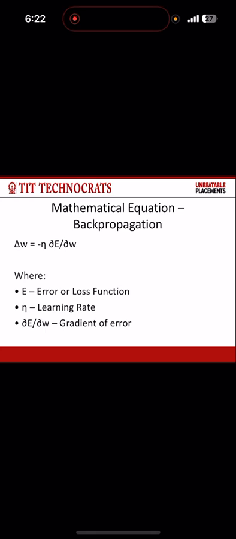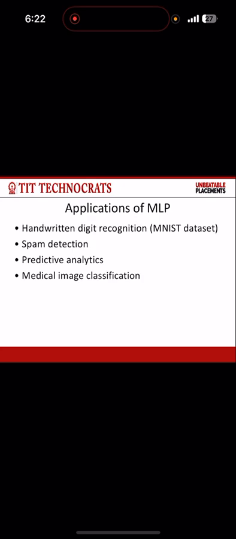So this is the mathematical equation of backpropagation. There are some applications of multi-layer perceptron, like handwritten digit recognition.